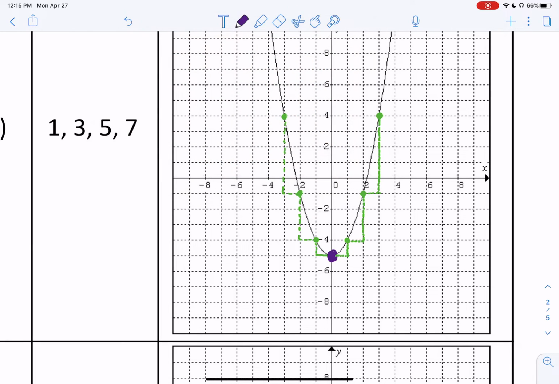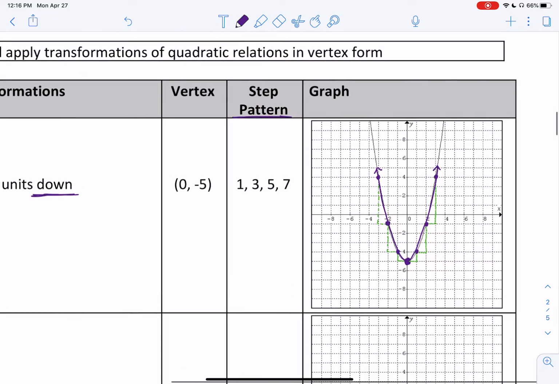And now I just plot my nice points here. And then I'm going to connect it with a nice curved line. Oops, I went a little bit off the line that's on the graph, but that's okay. And then we put little arrows on the end. The reason we put arrows on the end is that this is just a little snapshot of our parabola. It actually goes on forever and ever and ever. So that is our first example.